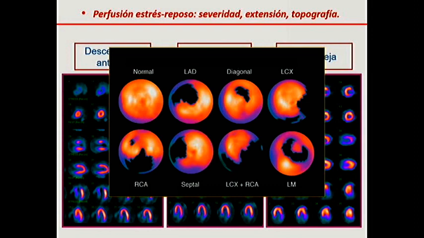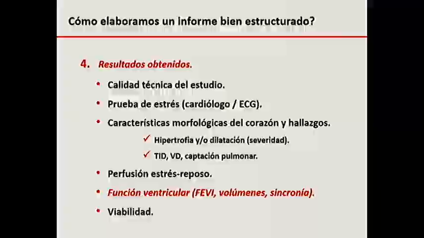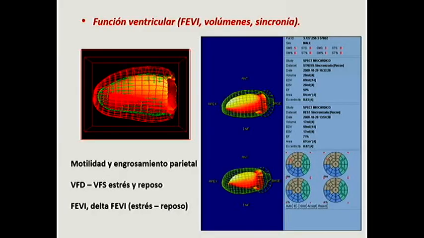And the polar maps also are very useful for this. We have characteristic patterns of each of the arteries involved in ischemia. The ventricular function and the importance of having this information, we have to see what happens with the ventricular function between the stress response conducted.